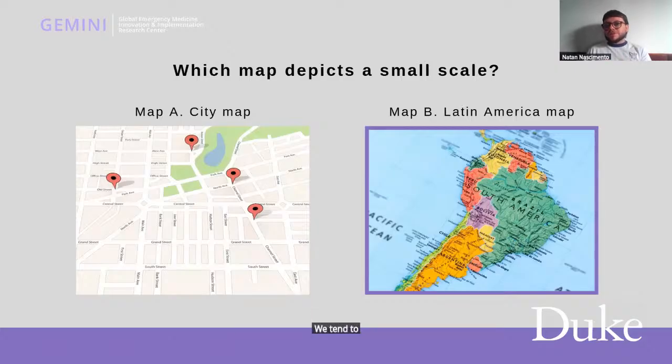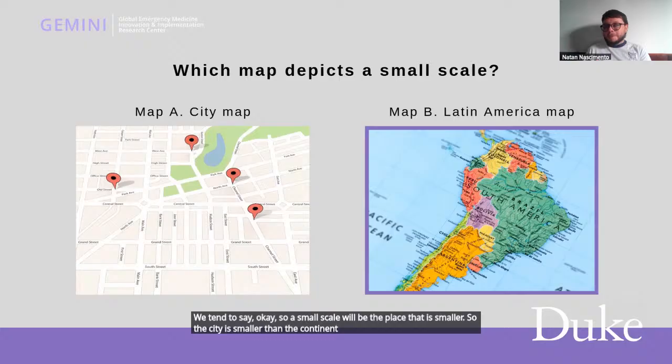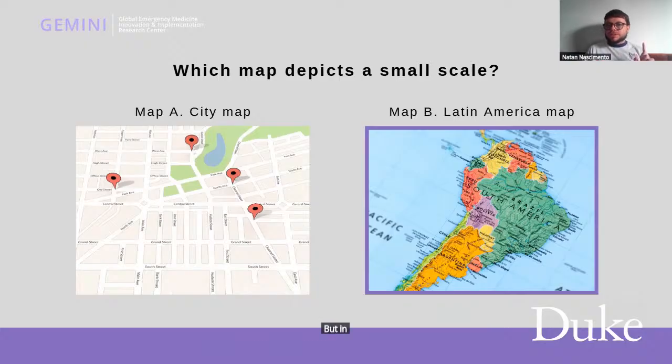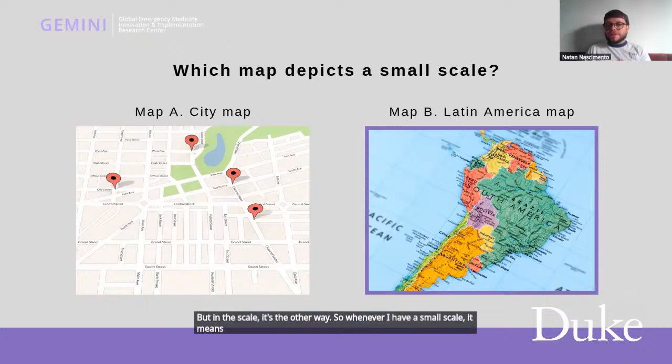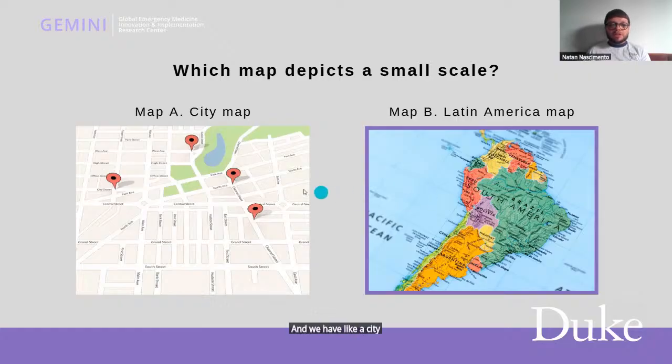We tend to say, okay, a small scale will be the place that is smaller. So the city is smaller than the continent. But in the scale, it's the other way. Whenever we have a small scale, it means that we have a further view. So continents, countries. We have a large scale when it's more detailed, like a city map where we can see the lakes, the parks, the names of the avenues, points in the map. So it's a large scale when we have more details, and it's a small scale when we don't have that much detail.